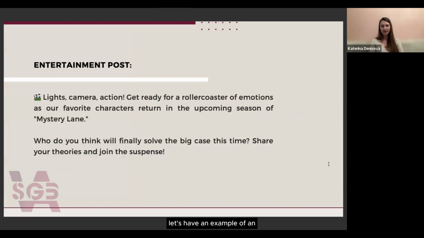Let's have an example of an entertainment post. Lights, camera, action. Get ready for a roller coaster of emotions as our favorite characters return in the upcoming season of Mystery Lane. Who do you think will finally solve the big case this time? Share your theories and join the suspense. I would say it's an entertainment post plus a little bit informational. Yeah, we are informing our audience about upcoming event. But I would say that more entertainment posts could be done with memes, with funny reels, and with funny storytelling from your life.